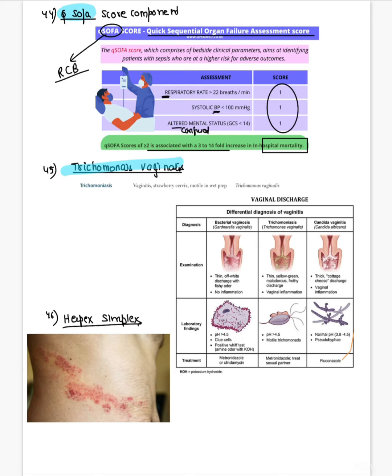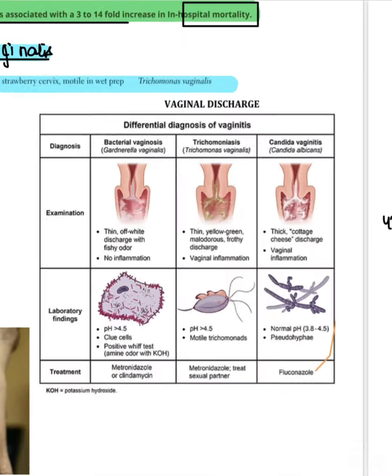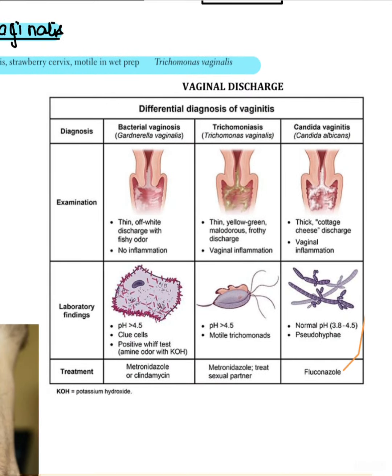Then the next question they ask you is about Trichomonas vaginalis. Here you see the presence of strawberry cervix, guys. So let's see the typical flowchart of the vaginal discharge that your UL gives you. We have bacterial vaginosis caused by Gardnerella vaginalis, we have trichomoniasis caused by Trichomonas vaginalis, and we have Candida vaginitis caused by Candida albicans.